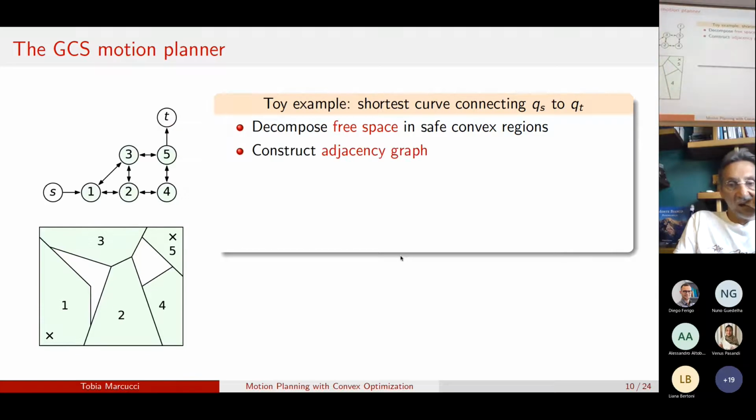Then there is a natural graph that we can construct from a convex decomposition of the free space, that is the adjacency graph of the regions. We have a starting vertex that is paired with the starting point, a goal vertex that is paired with the ending point, and then we have a vertex per region. And we draw an edge between two regions, for example, region 2 and region 3, if these two regions intersect. Region 2 does not intersect with region 5, so we don't have an edge. So this is the adjacency graph and will be the graph underlying our shortest path problem.